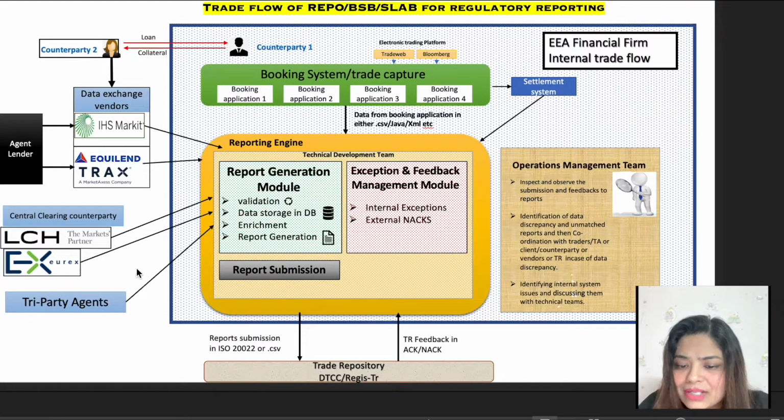Also, sometimes an agent lender and a tri-party are both involved in an SFT transaction. Reporting such data becomes a very hard part.